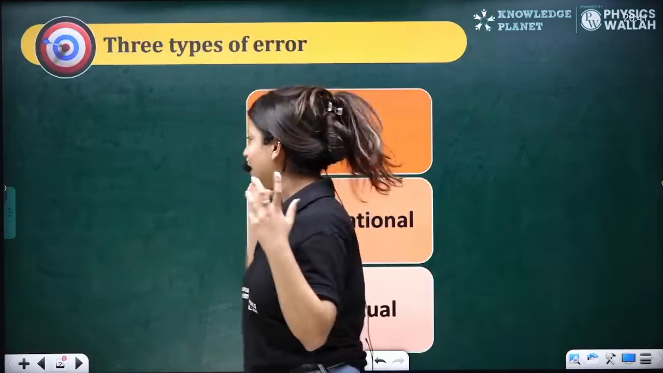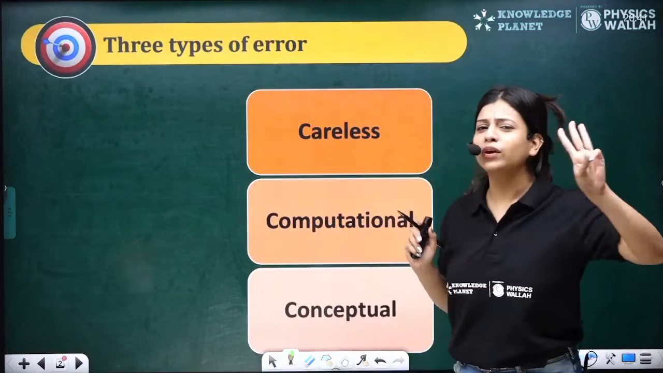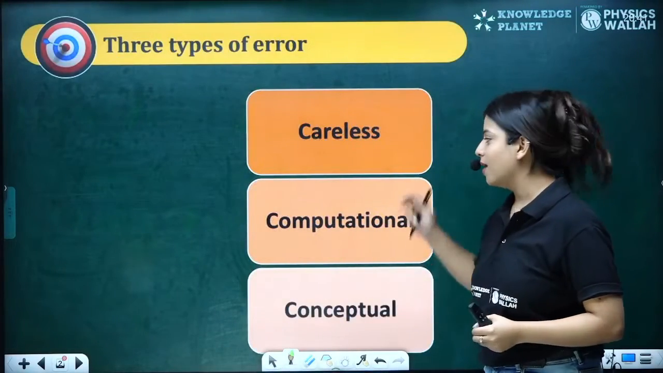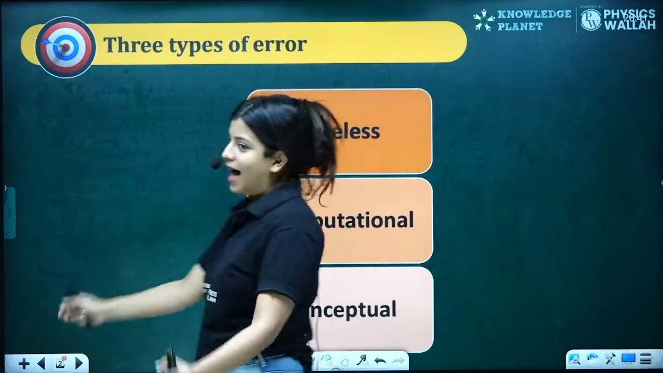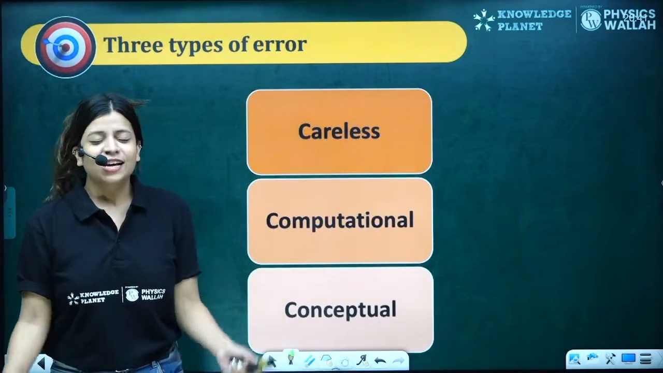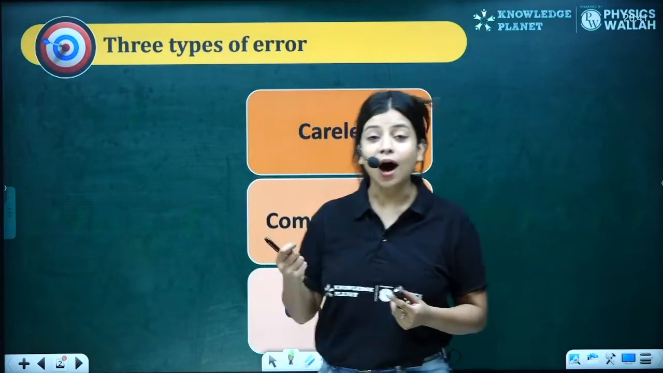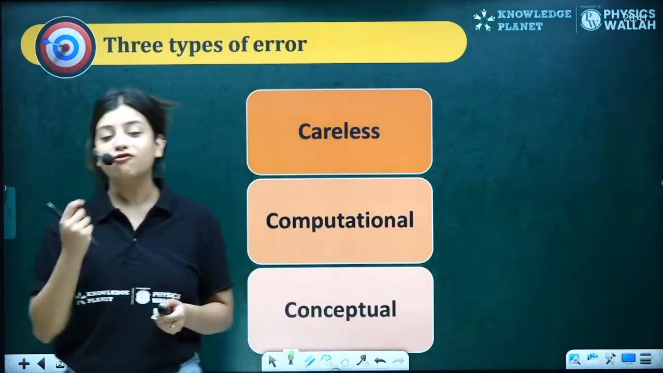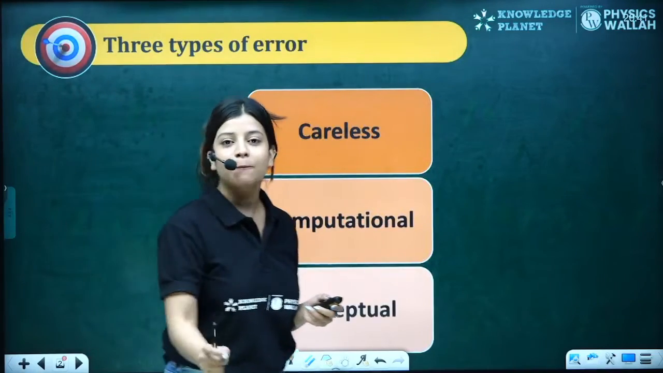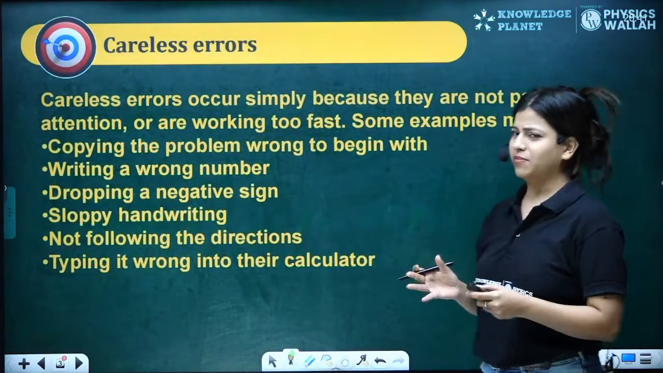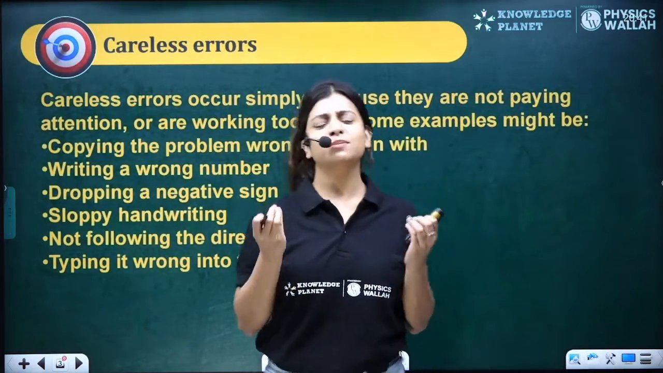Let's have a look. Over here there are majorly three types of errors that we actually make: the careless one, the computational one, and the conceptual one, right? So let's talk in detail about these three mistakes, and how we can avoid all of these and make our paper error free. The very first thing is the careless error.